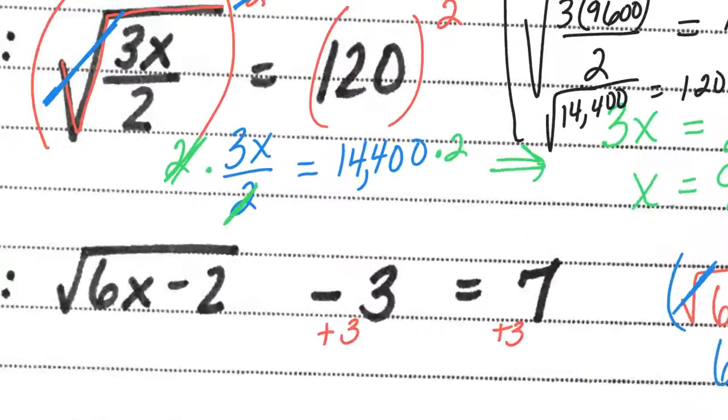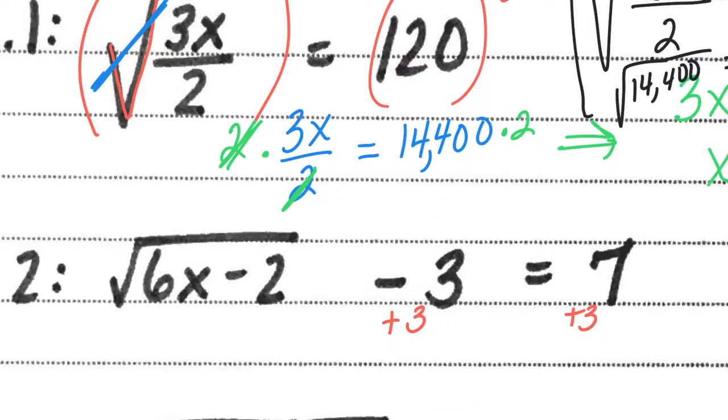If I go back to the original and check, I'll go ahead and check it in some yellow. If I have the square root of 6 times 17 minus 2, minus 3 equals 7, we can go ahead and do that work. Well, 6 times 17 minus 2 is the square root of 100. Minus 3, is that equal to 7? Yes, because 10 minus 3 is equal to 7.